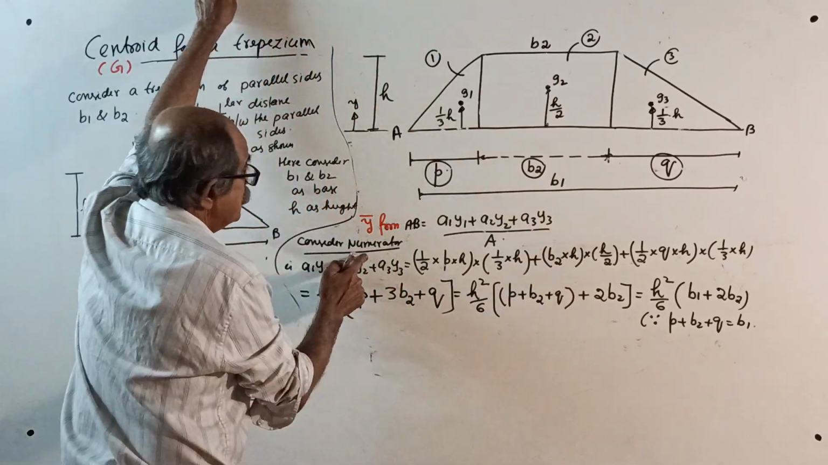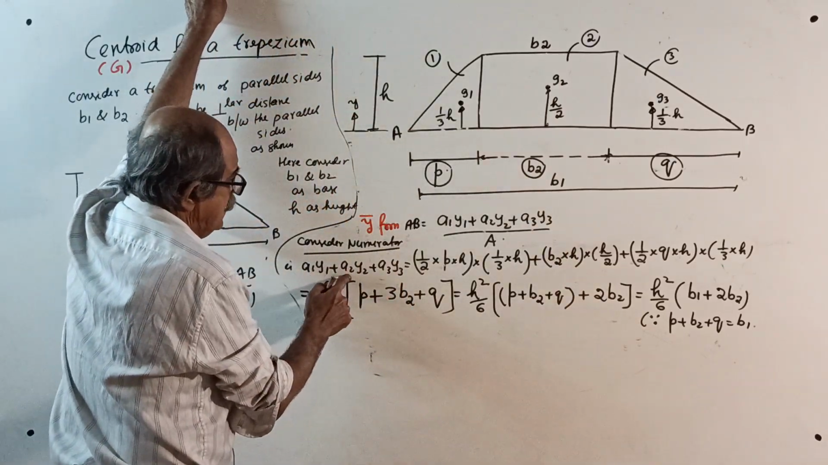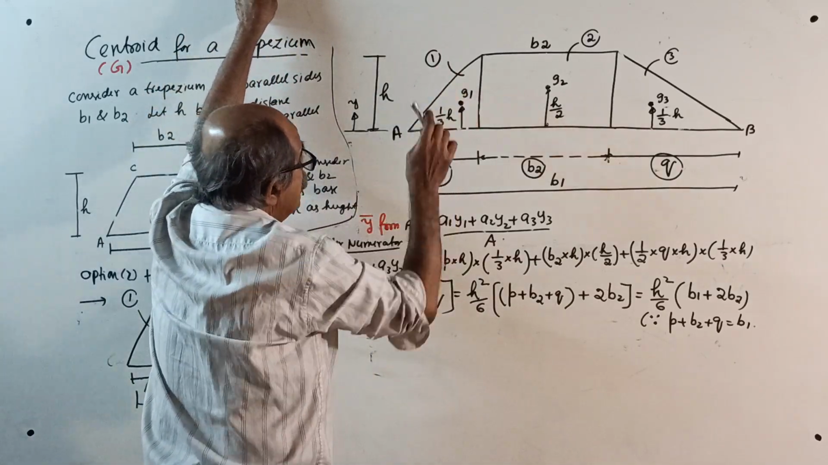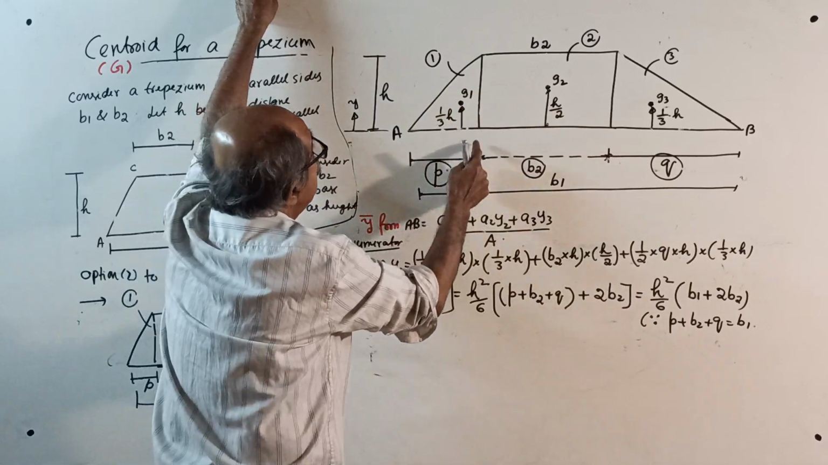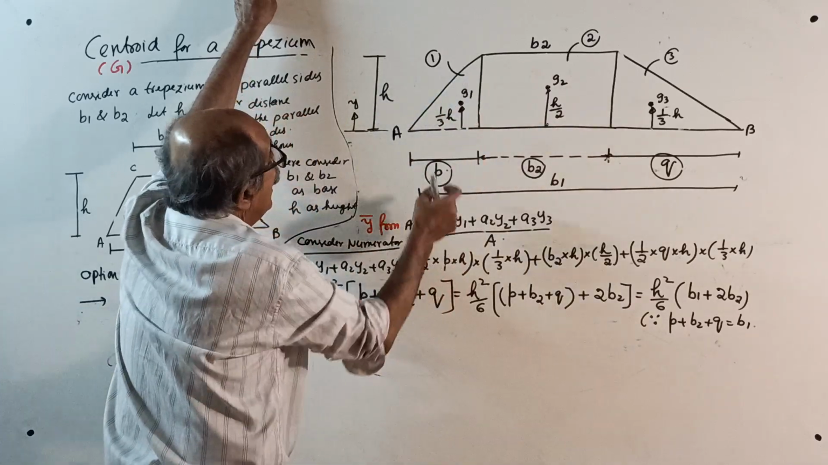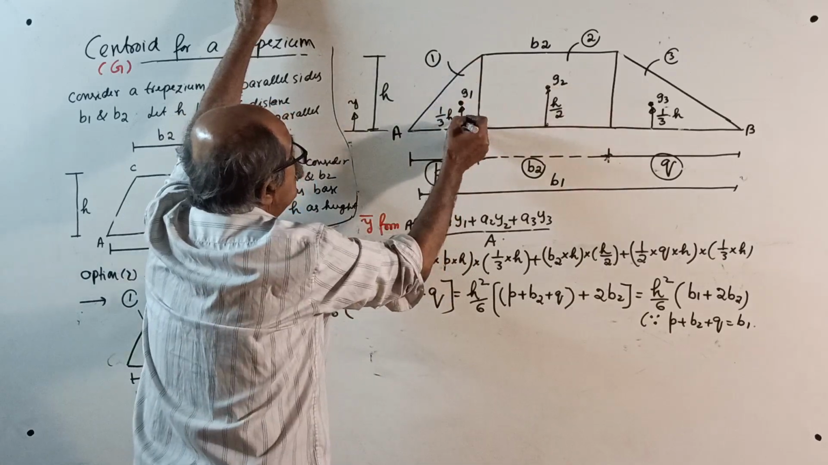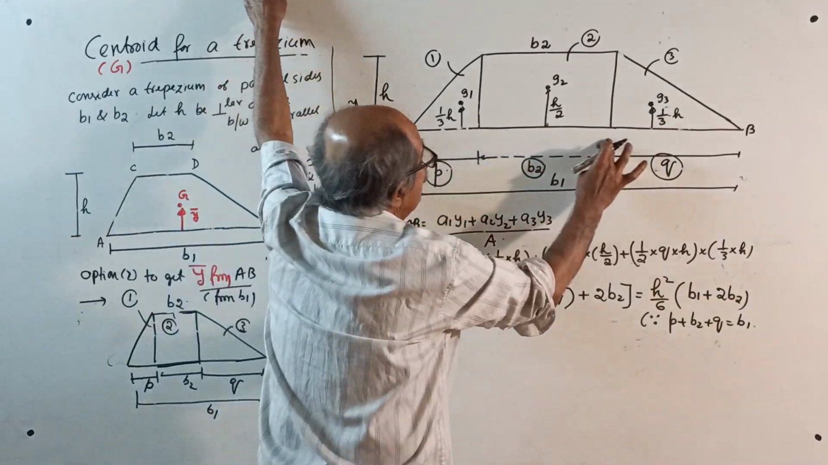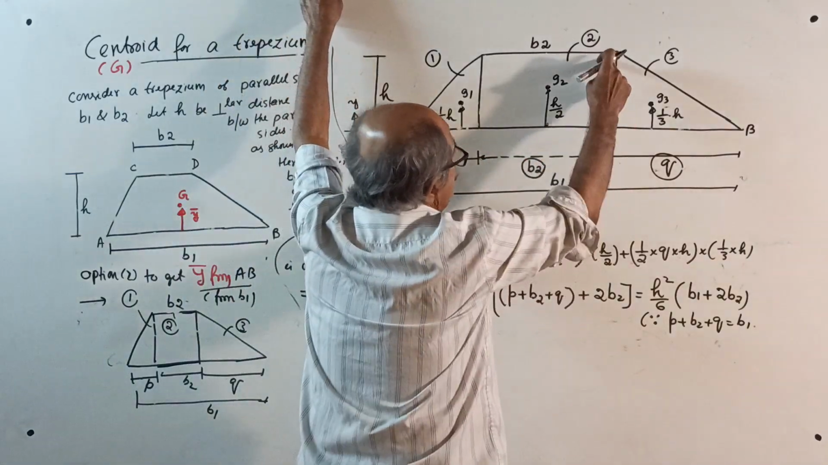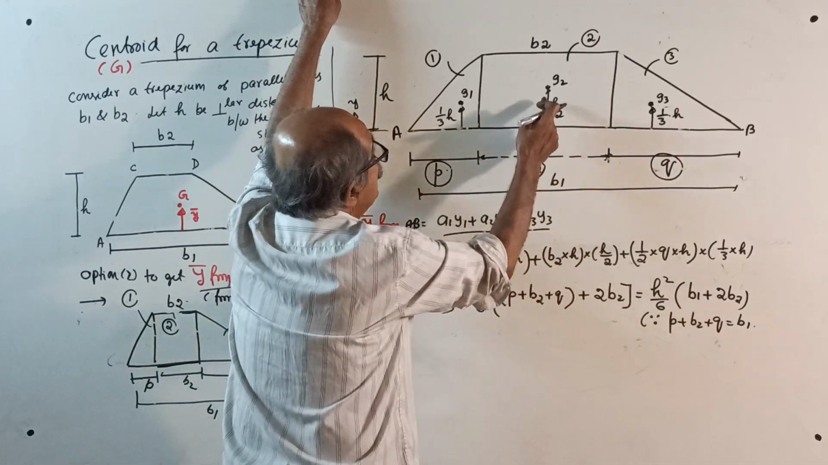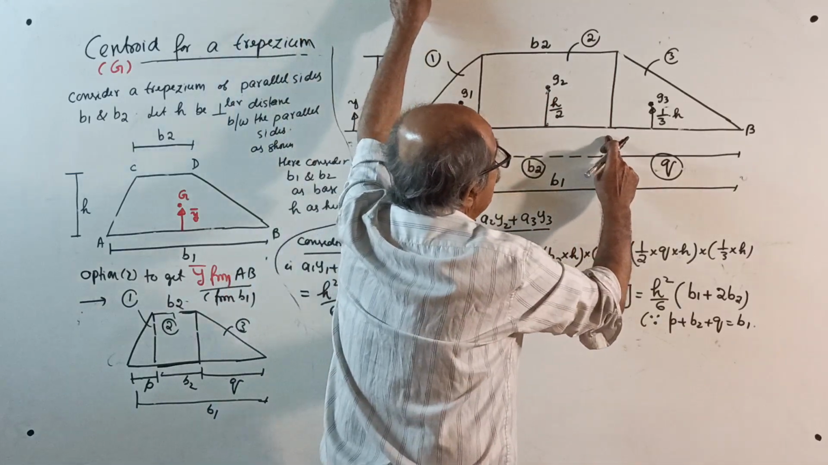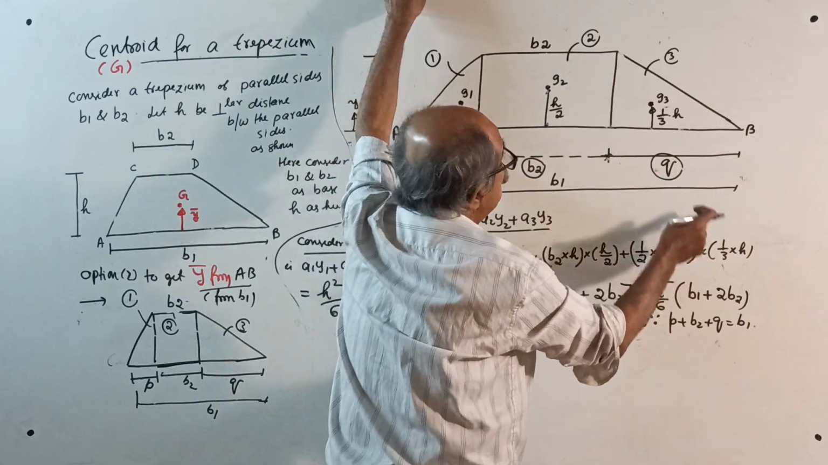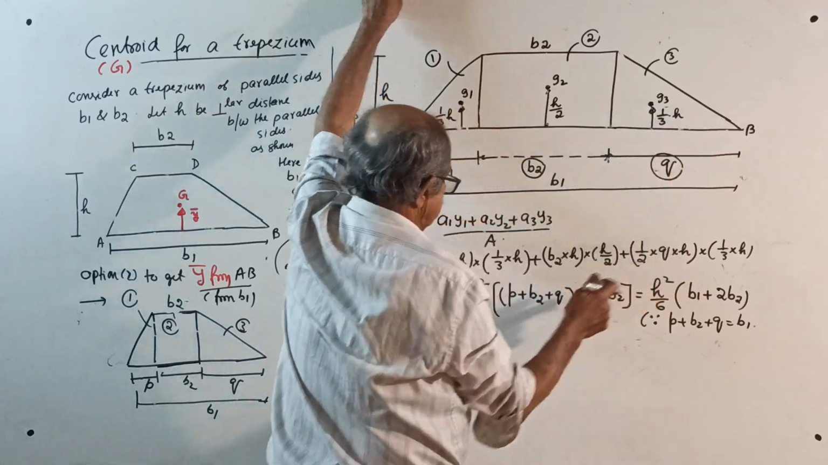So your numerator, A1 Y1, A2 Y2, A3 Y3, equals the area of figure number 1, half into P into H, into Y1, 1/3 of H, plus this area, B2 into H, the rectangle, into H by 2, plus once again half into Q into H, one more area, into 1/3 of H.